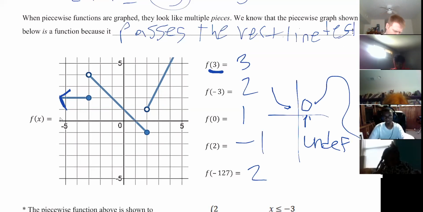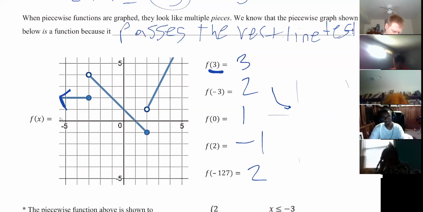Unfortunately, there's not an example like that here, but you might see that on the Delta Math. I'll double check. I think I put one like that where it's undefined. So just be aware, if you're looking and you don't see anything on your function there, it's probably undefined.